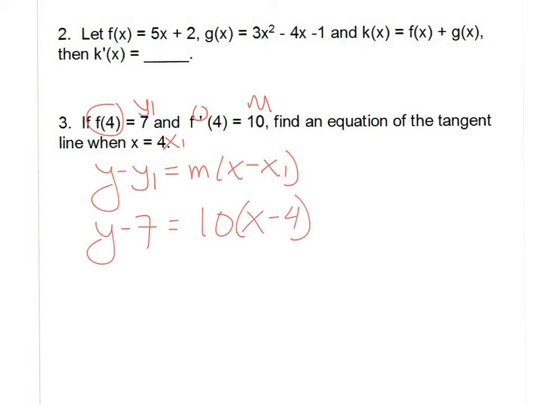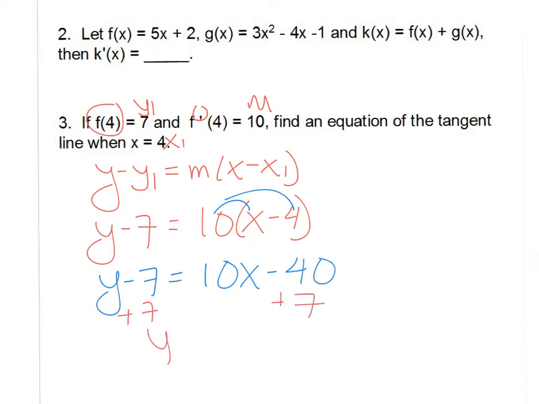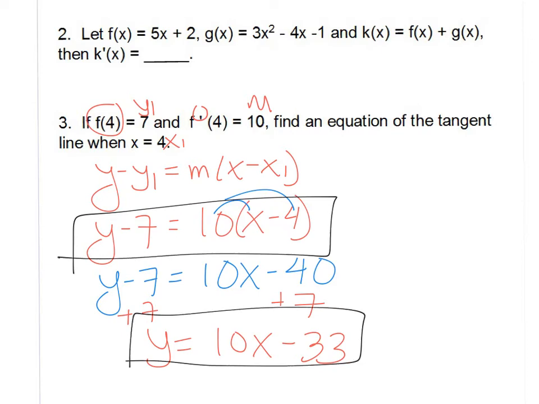If you want to change it to slope-intercept form where the y is isolated, we can distribute the 10. And then add the 7. So y is also 10x minus 33. So this is a correct equation, and this is a correct equation.